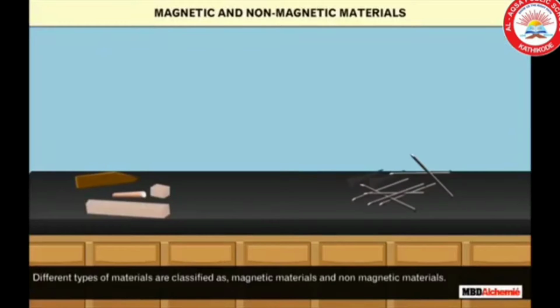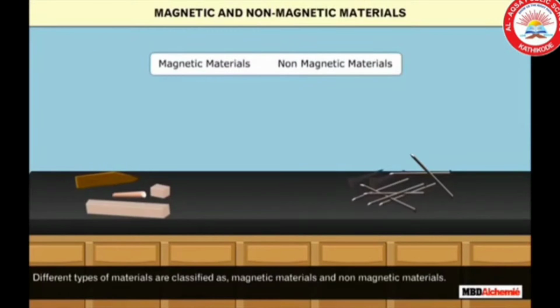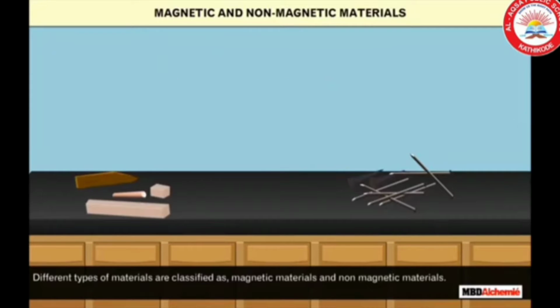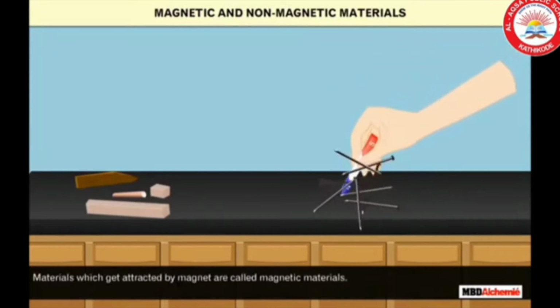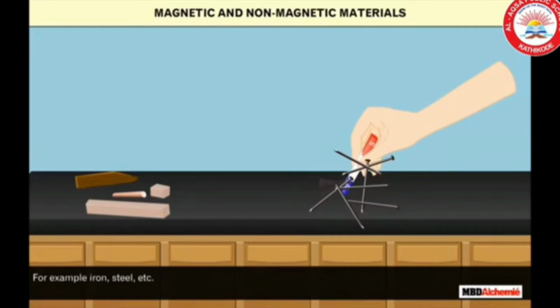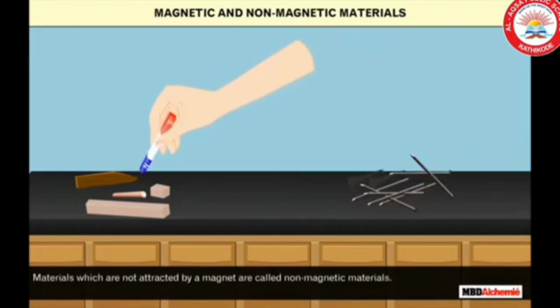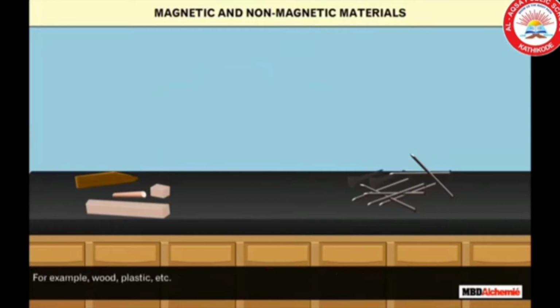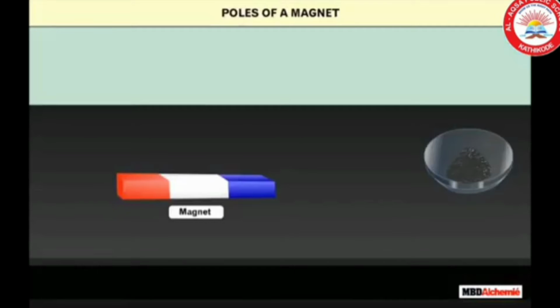Different types of materials are classified as magnetic and non-magnetic materials. Materials which get attracted by a magnet are called magnetic materials. For example, iron, steel, etc. And materials which are not attracted by a magnet are called non-magnetic materials. Example, wood, plastic, etc.